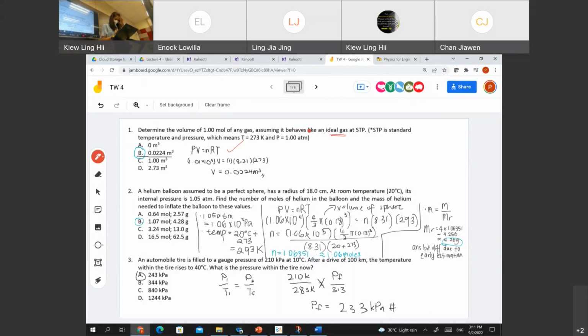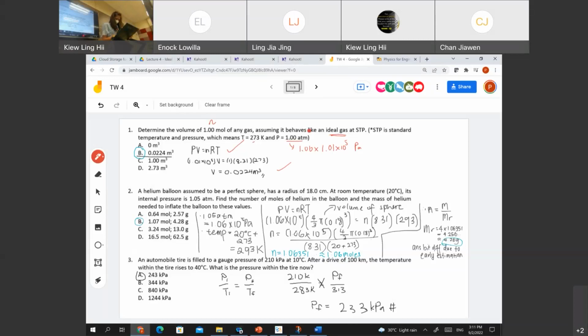P is at 1 atm. We have to convert atm to the SI unit, Pascal. So the unit conversion for 1 atm is 1 times 1.01 times 10 to the power of 5 Pascal. Volume is what you need to find, given 1 mole of gas, R is your gas constant, T in Kelvin, so 0.0224 meter cube. Very good.